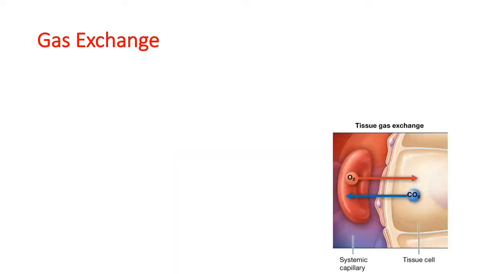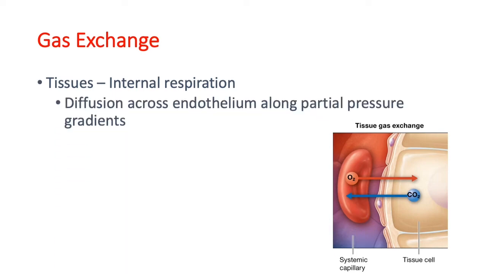Gas exchange at the tissues is called internal respiration. Each gas will diffuse along its partial pressure gradient across the endothelium. Oxygen has a higher partial pressure within the systemic capillaries and therefore will diffuse out of the blood into the tissues.